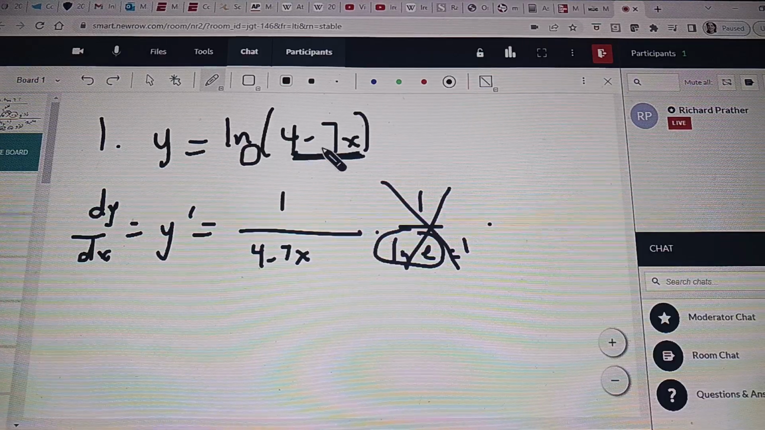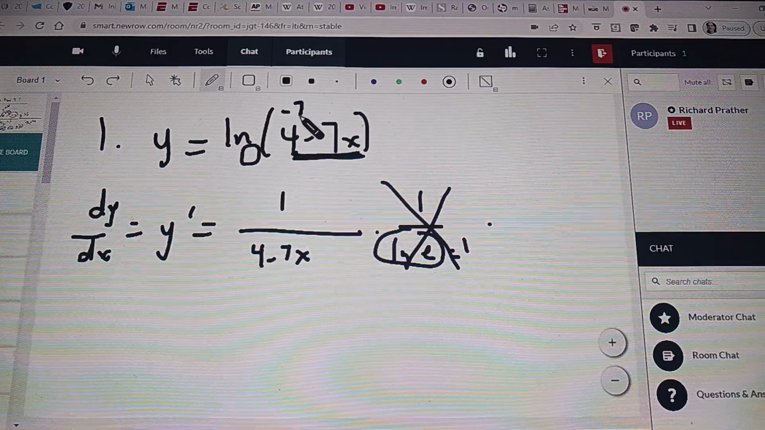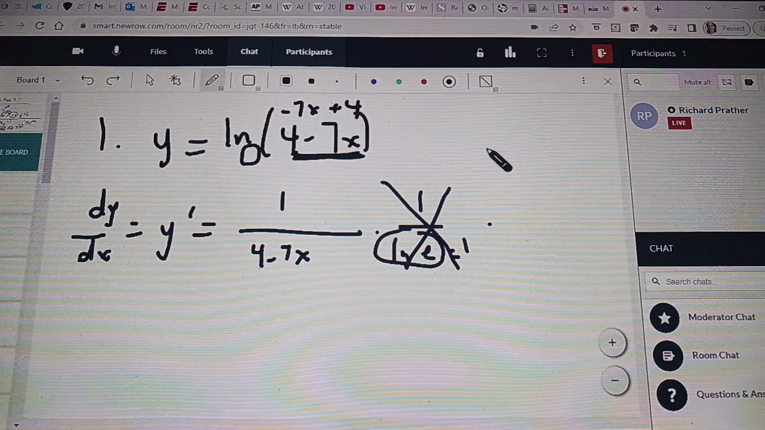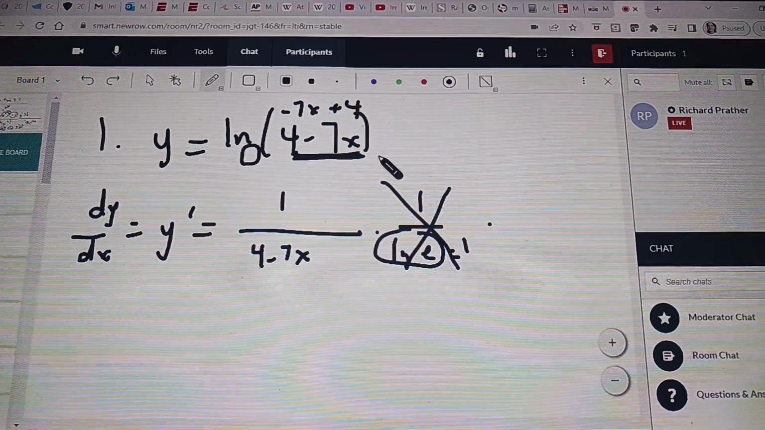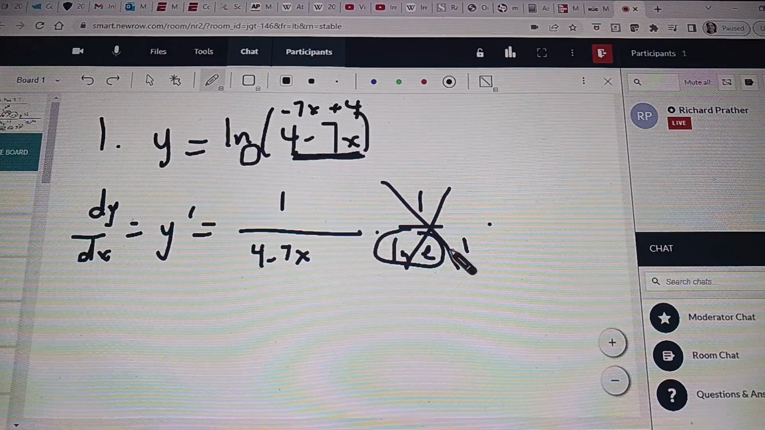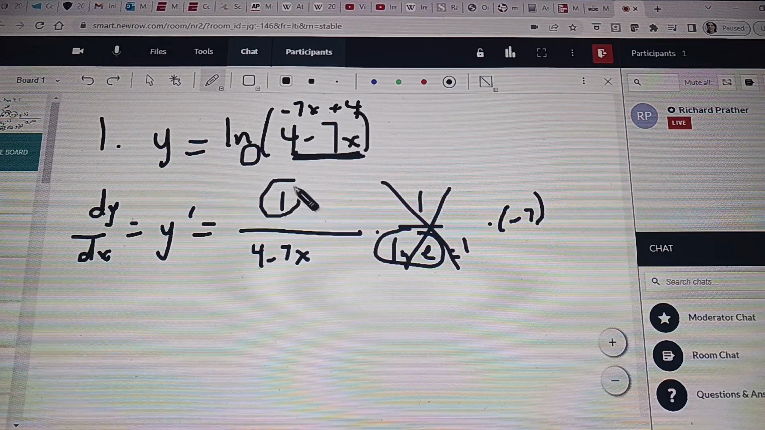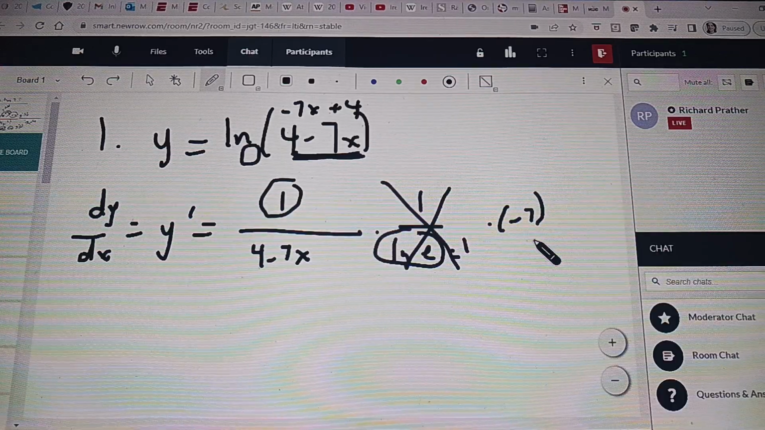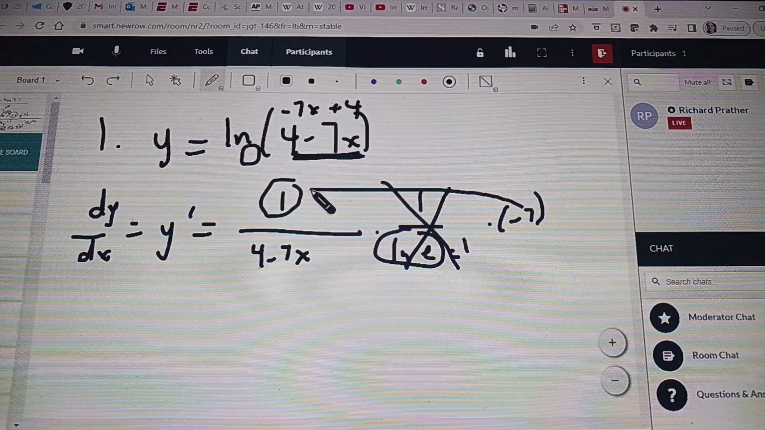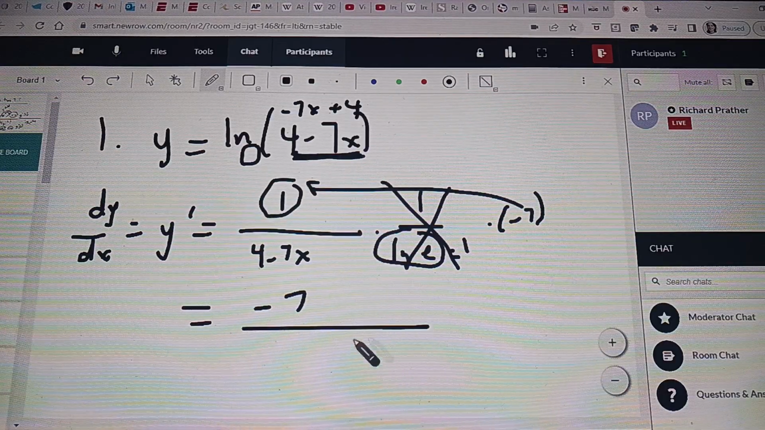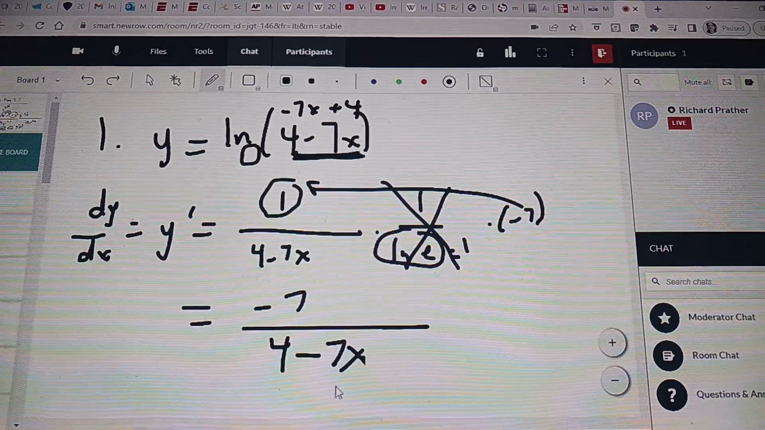And this is just a linear expression. I could rewrite it negative 7x plus 4, so that way it looks like mx plus b. The derivative of mx plus b is just m. So times negative 7. And you always have this 1 right here. So usually, unless it's some complicated thing, it's just going to go times 1 and take the top of the final answer. So you end up with negative 7 over the 4 minus 7x.